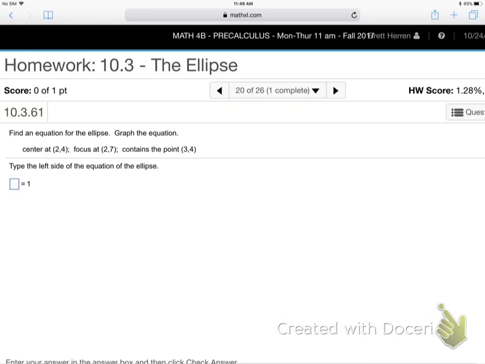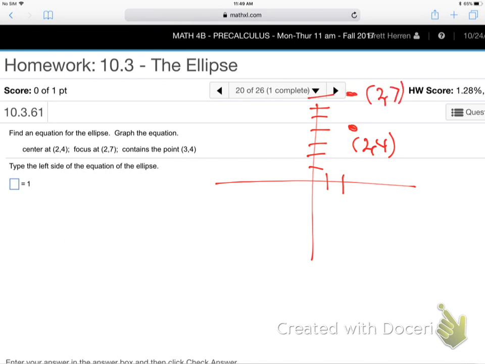So they're saying, all right, equation of an ellipse. The center is 2, 4: over 2, up 4. And a focus is 2, 7. 2, 7 is the focus, this is the center, and it contains the point 3, 4. Kind of running out of room here. It contains the point 3, 4. All right, so there we go.